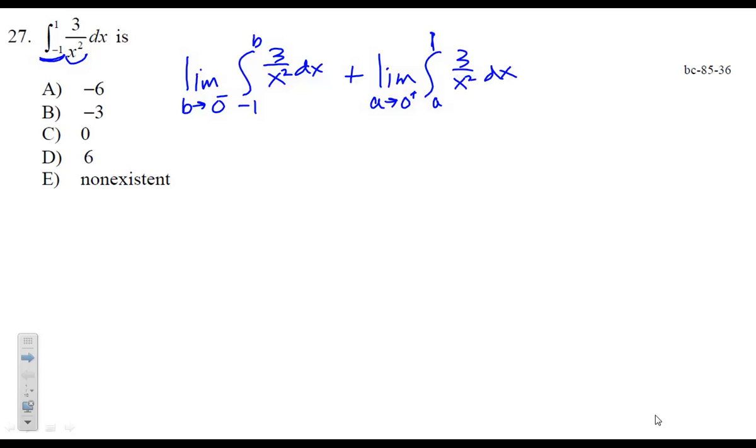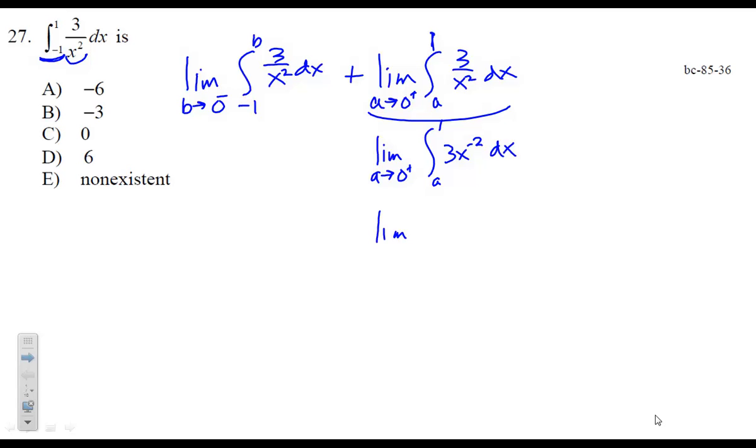Now, what happens is that if either one of these improper integrals diverges, then we say the whole thing diverges and the integral doesn't exist. Let's go ahead and work on one of them. I'm going to choose to work on this one because I prefer to have that limit being on the bottom. So the limit as a approaches 0 from the positive side, and I am going to find the antiderivative of 3x to the negative 2 from a to 1.